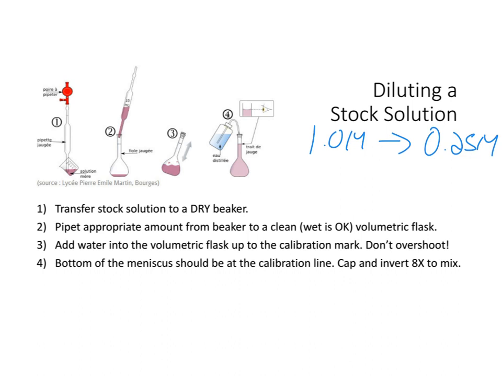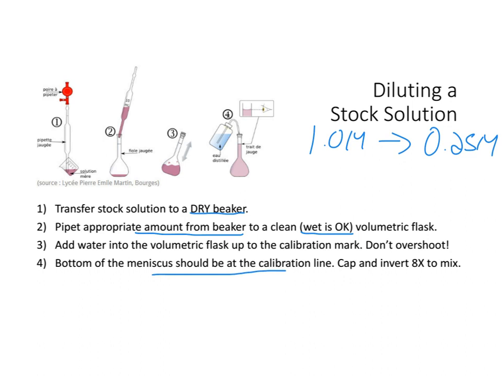So after your stock solution is in a dry beaker, you need to pipette the appropriate amount of stock solution into a new volumetric flask that is clean. It's okay that it's wet, but it's essential that it is clean. Then again, just like before, you have to add water into your new volumetric flask up to the calibration mark. And once again, don't overshoot. And the bottom of the meniscus should be at the top of the calibration line. After that, you have to cap your volumetric flask and then invert it to mix.